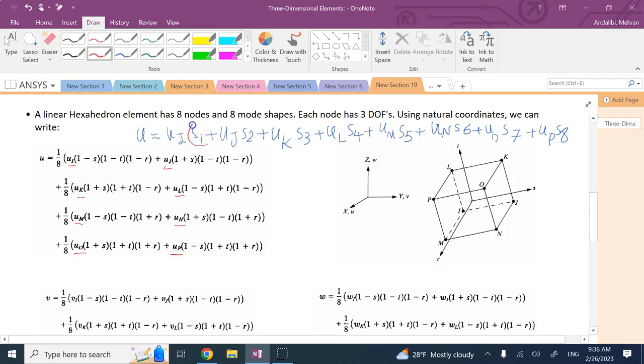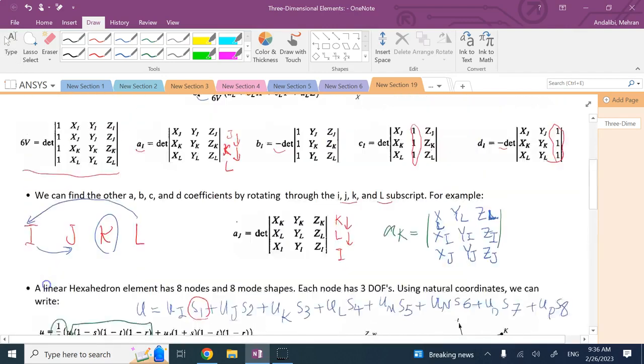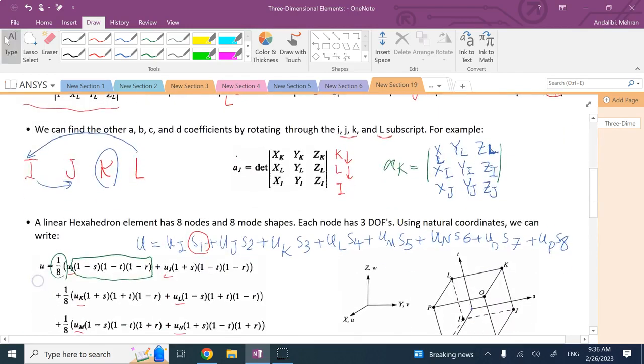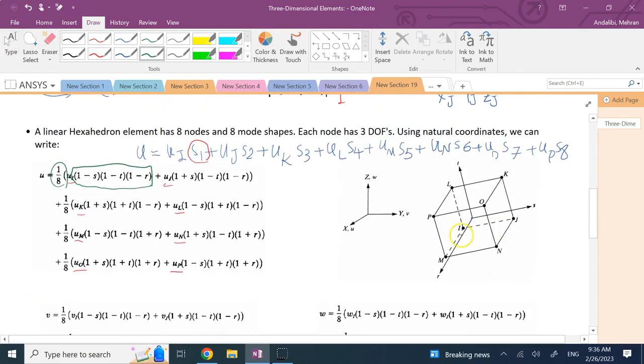So for example, S1, the first mode shape, is this guy here, of course times 1 over 8. So it's 1 over 8, 1 minus s times 1 minus t and so on. Here the small s and capital S are different things. Capital S is the mode shape, small s is one of the coordinates for the natural frame. And again, these mode shapes have the same properties that we had in the past. For example, if we look at node I, what is the coordinate of node I?